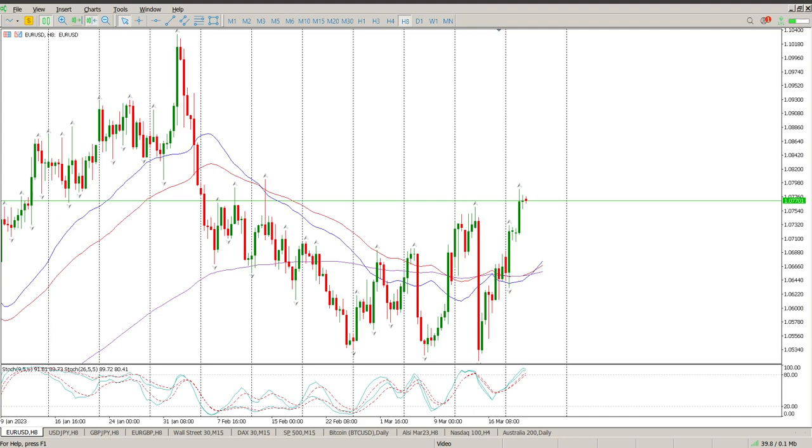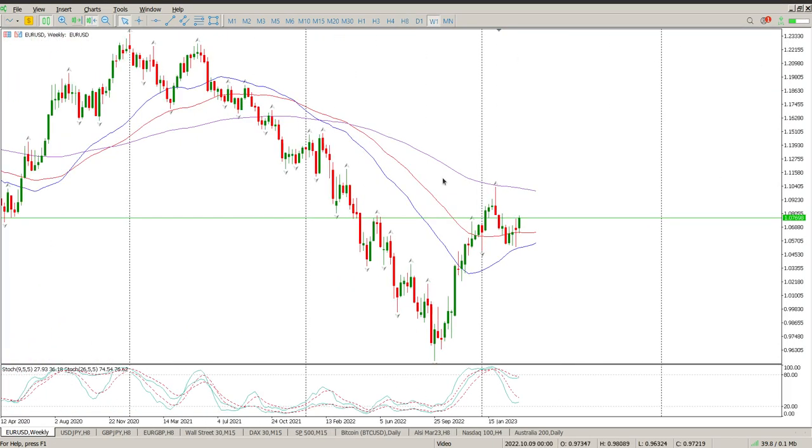Starting off with Euro USD as usual, I just want to pop into the weekly here. Nothing's really been going on. We did get this rejection of the 155. We've come back and found support in the moving averages. Look at our oscillators here, separated and crossing over. That is an indication that we have another strong move coming, which should be equal to the length of the move that happened going into the close of last year.